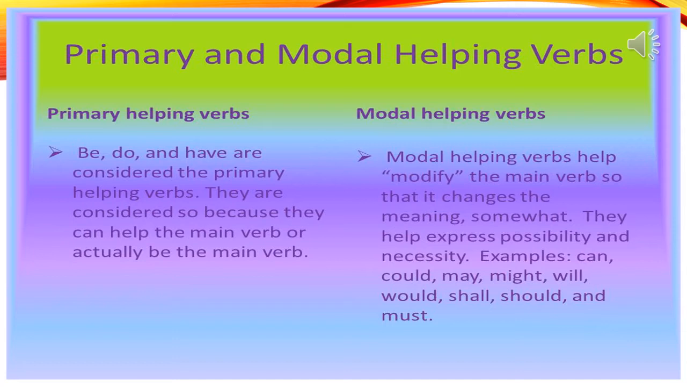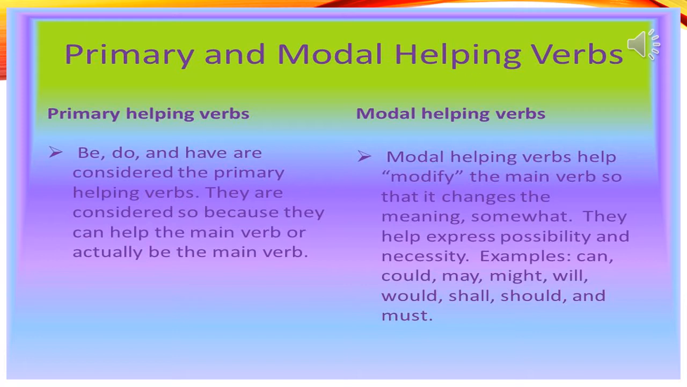What is meant by primary helping verbs or primary auxiliary verbs? Be, do, and have are considered the primary helping verbs. They are considered so because they can help the main verb or actually be the main verb. That means, in the absence of main verbs in sentences, sometimes some auxiliary verbs will do the function of the main verb, and they are primary auxiliary verbs.